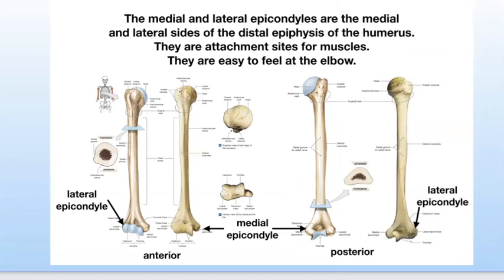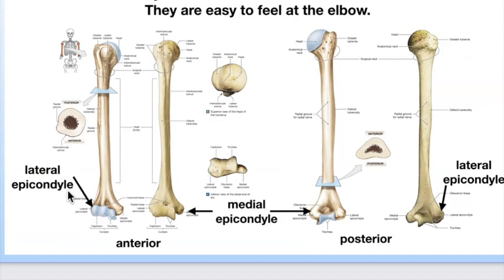Now, sticking out from either side of where the joint surface of the trochlea and the capitulum are epicondyles. There's a medial epicondyle and a lateral epicondyle. And epi means beyond, and condyle means a joint surface. So the word epicondyle means that these bone markings are beyond the joint surfaces, right? They're not actually part of the joint itself, okay?